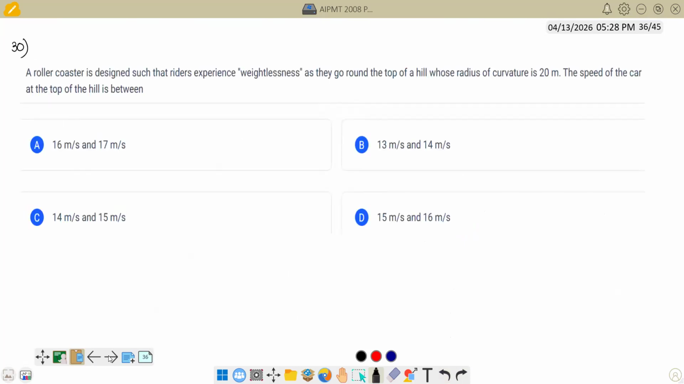A roller coaster is designed such that the riders experience weightlessness as they go around the top of a hill whose radius of curvature is 20 meters. The speed of the car at the top of the hill is between.